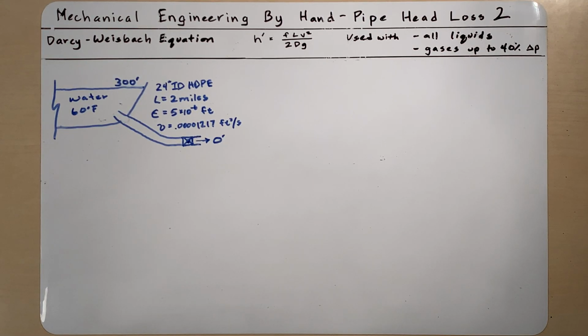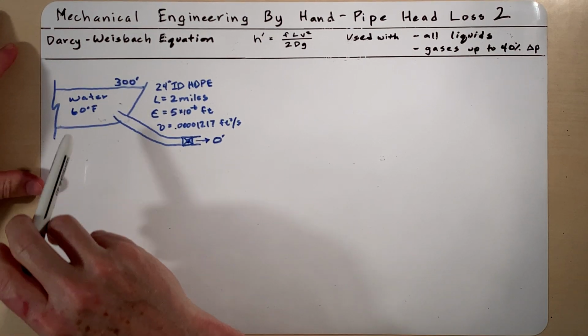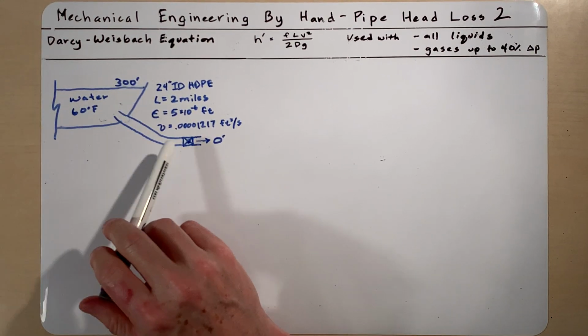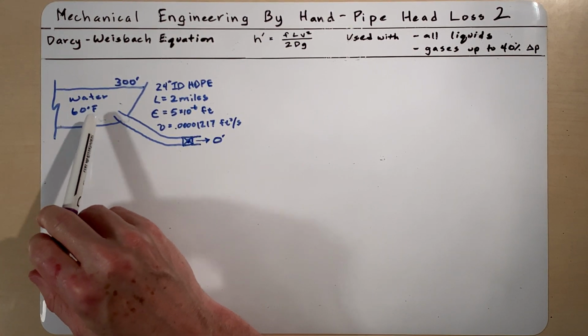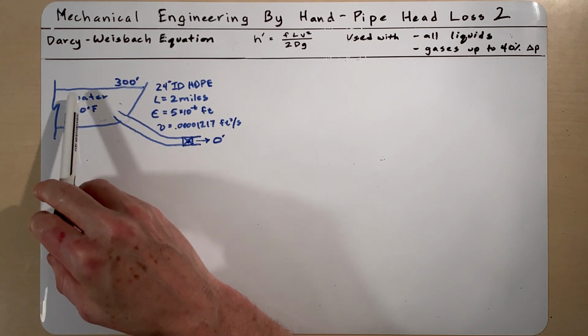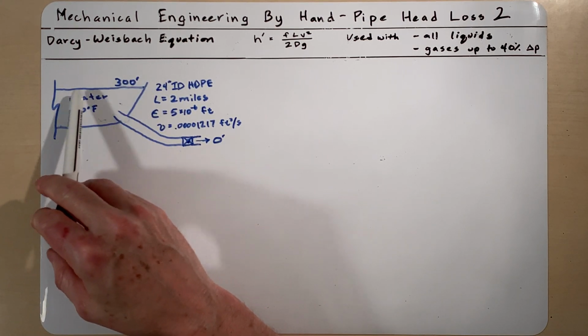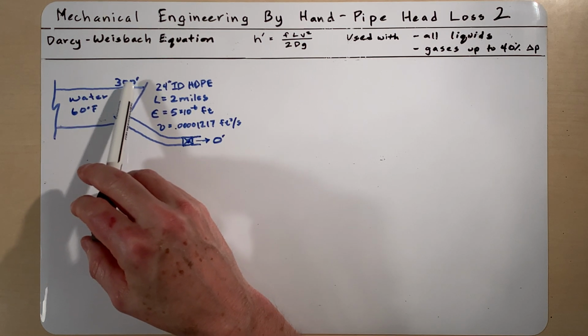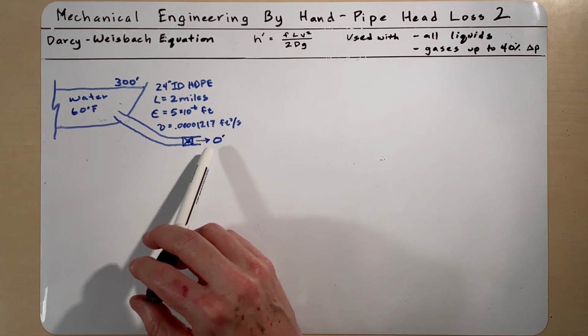Hi everybody, this is Mechanical Engineering by Hand, and in this video I'll talk about pipe head loss. And I want to talk about the situation where you know the elevation change of the water. In this case, we're looking at a reservoir with water at 60 degrees, and the top of the water, or the water surface, is at 300 feet, and then it discharges at 0 feet.